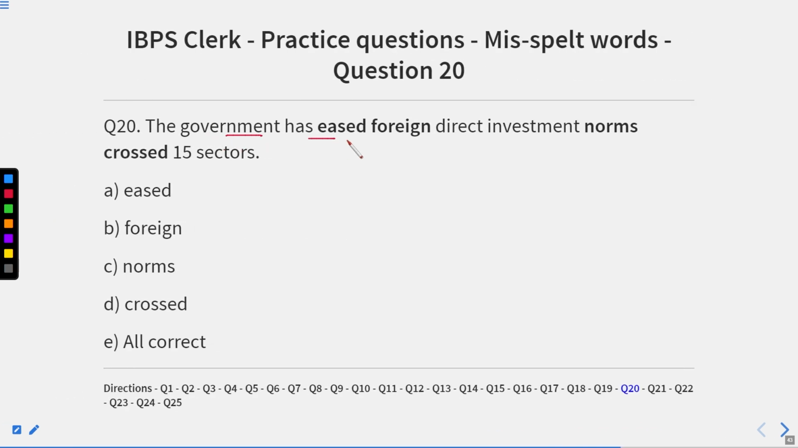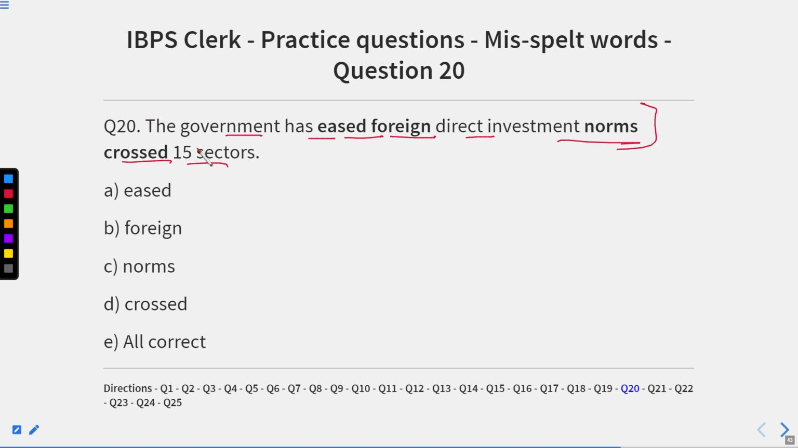The government has eased foreign direct investment norms across 15 sectors. Now we look at this sentence carefully. The government has eased. Eased means made simple. Foreign direct investment, that is FDI, norms, it means rules and regulations, crossed 15 sectors. Now, up to this part, the sentence is correct.